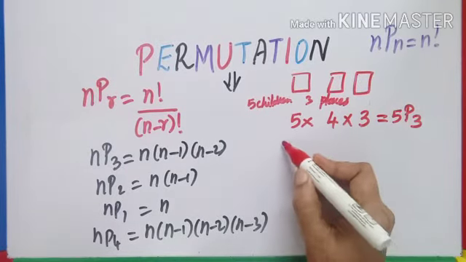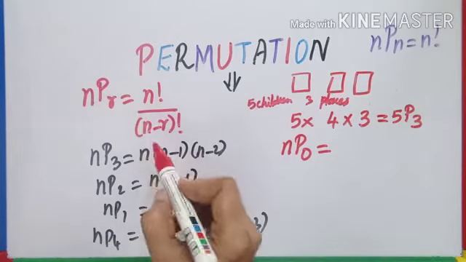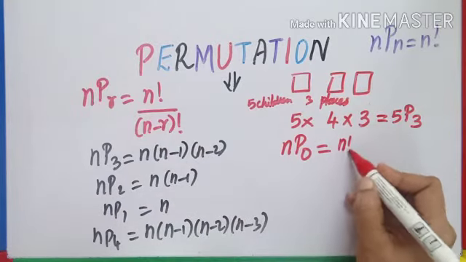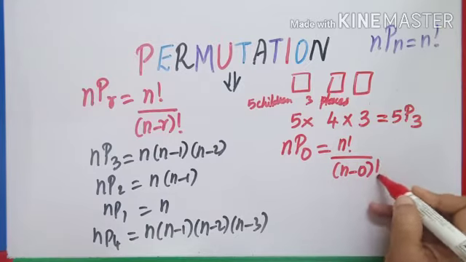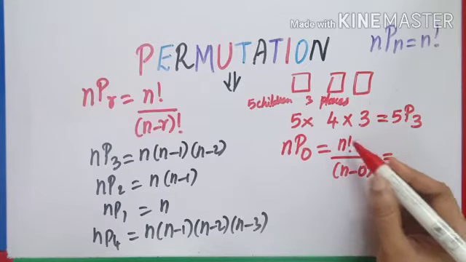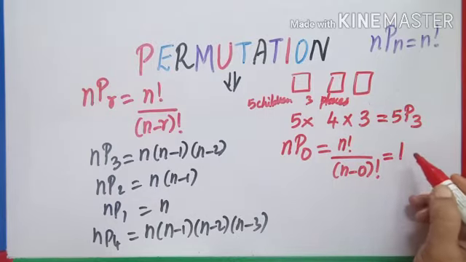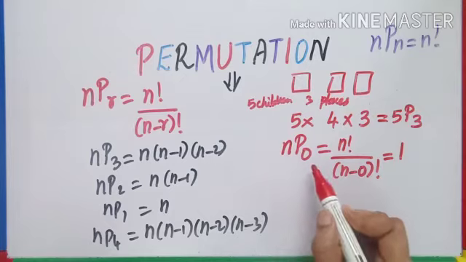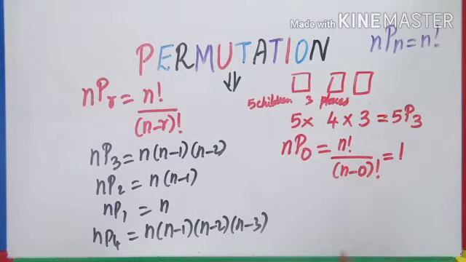Now the question is, what is NP0? If I apply in this formula, it is n factorial by n minus 0 factorial, which is n factorial by n factorial, or I will get 1. So, NP0, whenever it comes, remember, the answer is 1.